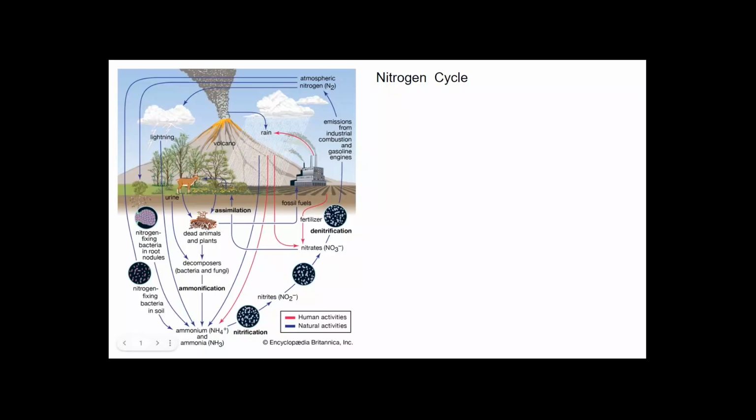So the nitrates are taken up by assimilation into the nitrogen compounds in the plants, and animals will get it through consumption. And notice in this graph we have blue lines for natural activities and red lines for human activities. But the nitrogen cycle is something you already know.